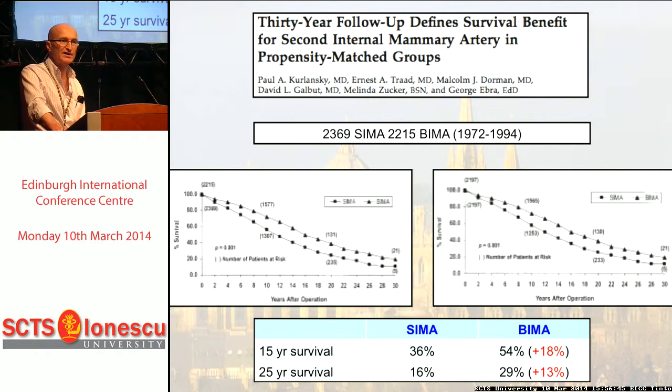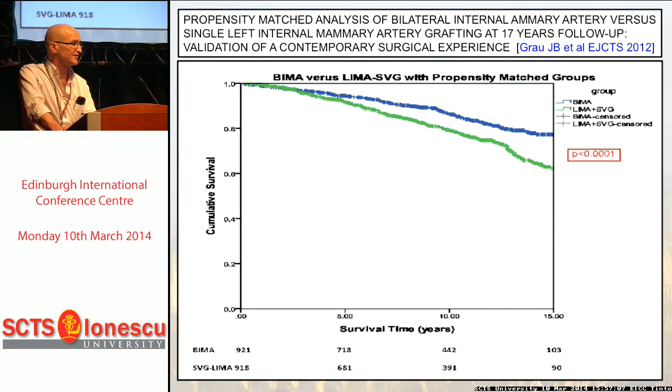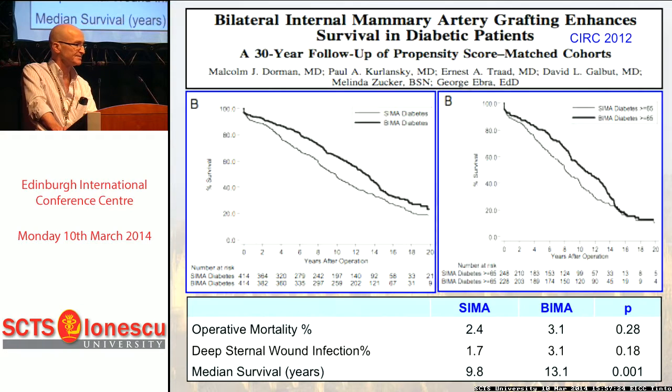Does this translate into a benefit at longer term follow-up? Well, the best evidence that we have in the absence of randomized trials is that it still does. This is a propensity matched registry of almost 2,500 patients in each group with single and bilateral IMA grafts, showing that the 15-year survival is strongly positive in favour of bilateral IMA grafts, as is the 25-year survival. This is another paper from Grau, published in European Journal of Cardiothoracic Surgery, looking at almost 2,000 patients, propensity matched for single and bilateral IMA grafts, again showing a significant survival advantage for bilateral IMA grafts at 15 years.